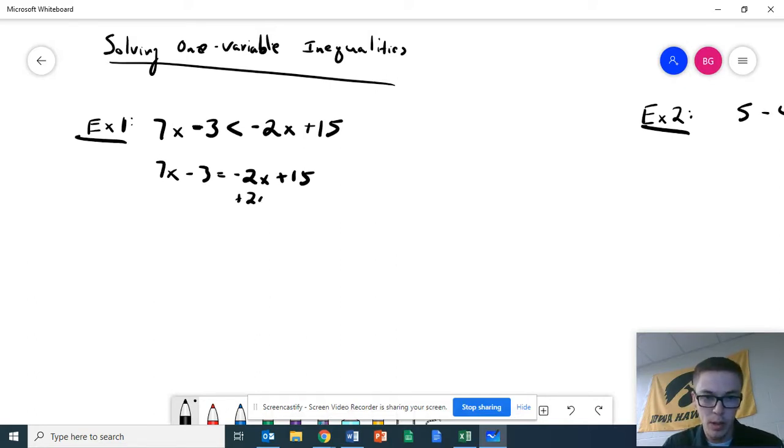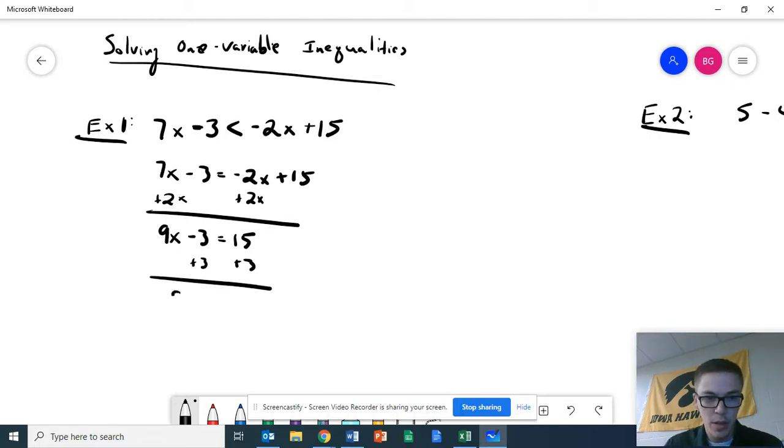So I'm going to add 2x to both sides. So plus 2x, plus 2x. So that gets me 9x minus 3 equals negative 2x plus 2x is 0, and then I have a plus 15. Okay. So now you're going to go and get x by itself. So I'm going to add 3 to both sides, and you get 9x equals 18. Then you divide by 9 on both sides, so you get x equals 2.